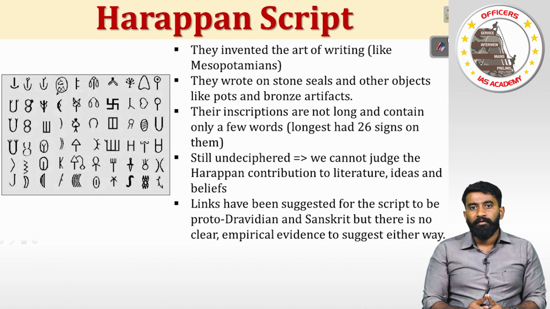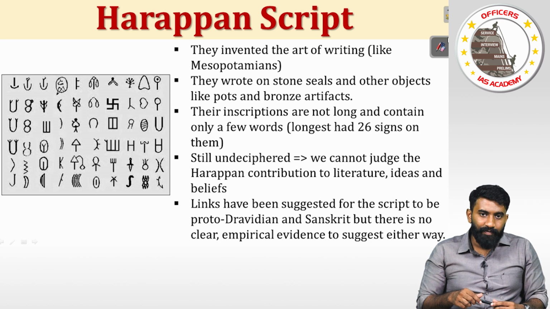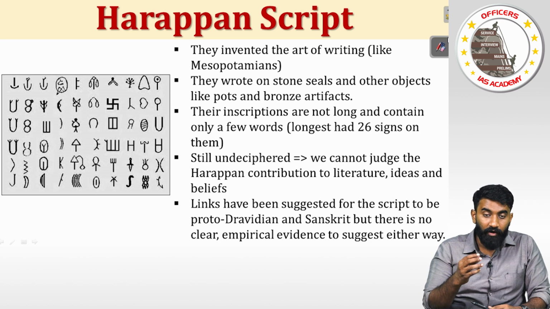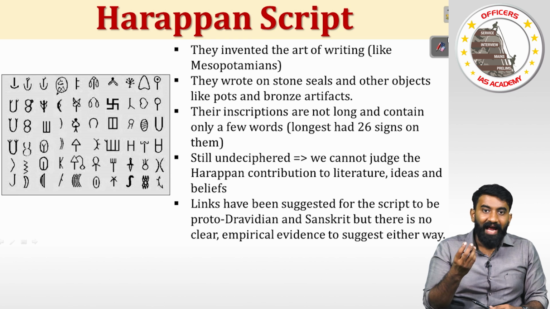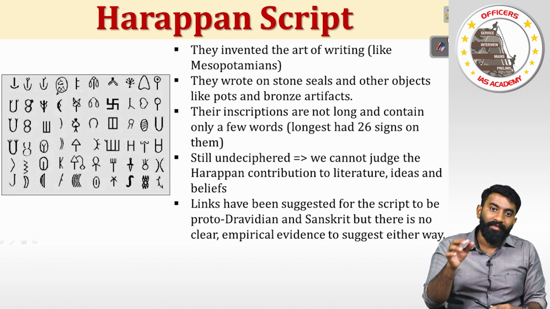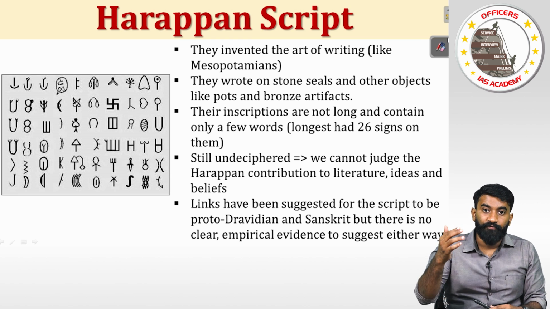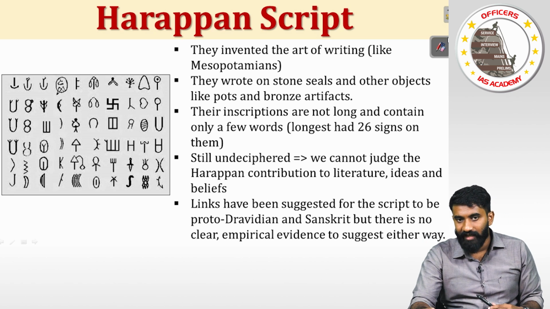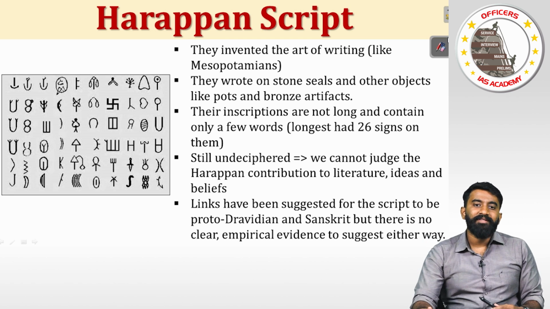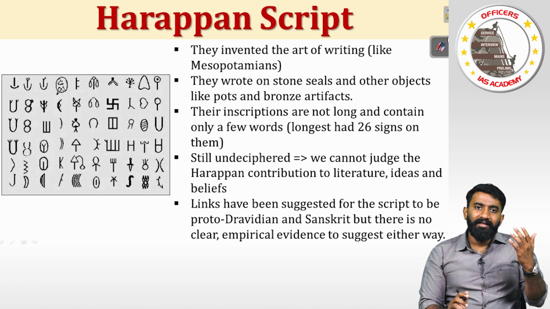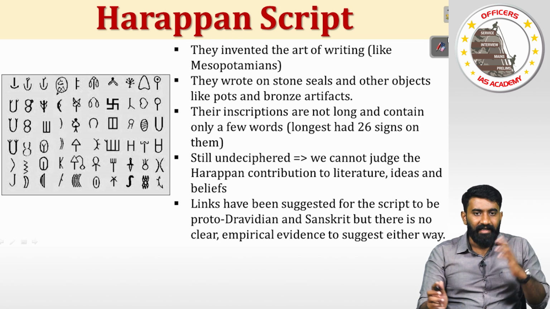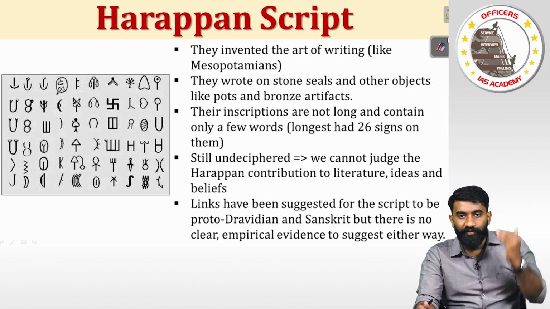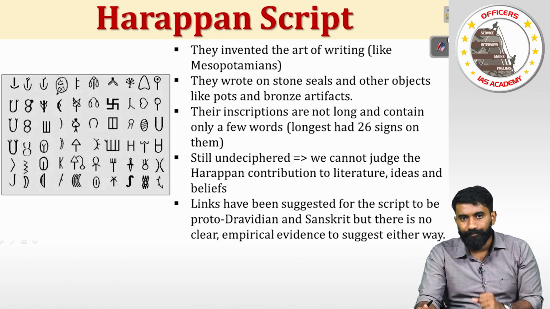So we believe that the script was used for sending a message, and that message was imprinted on the seals which were probably used for transportation of goods. That is one assumption that we have. But the question now is, what happened to that script later, or where did it come from? We do not really have a clear picture.